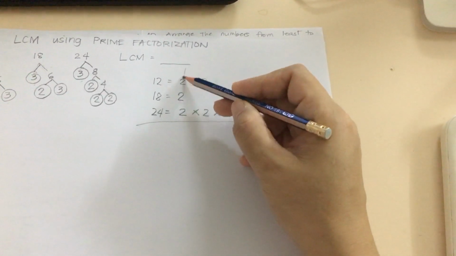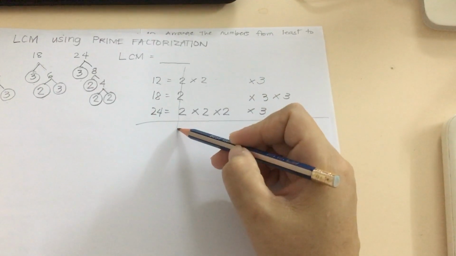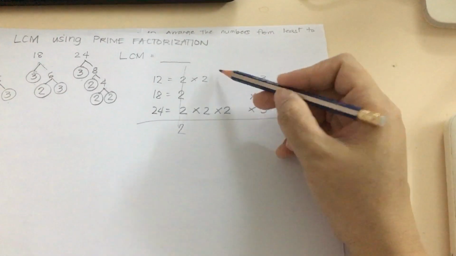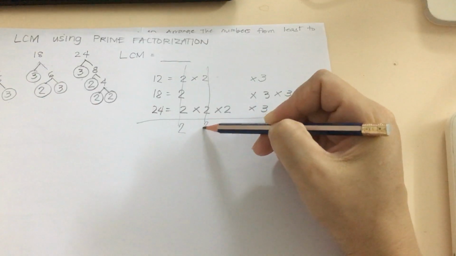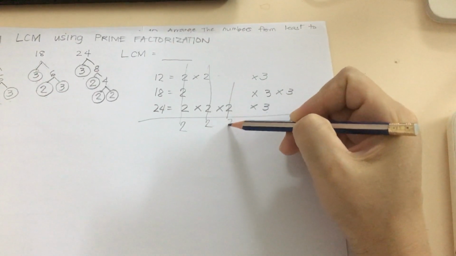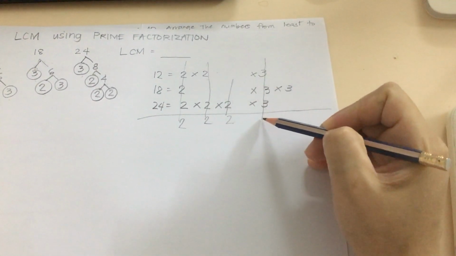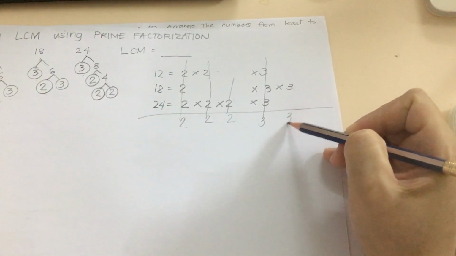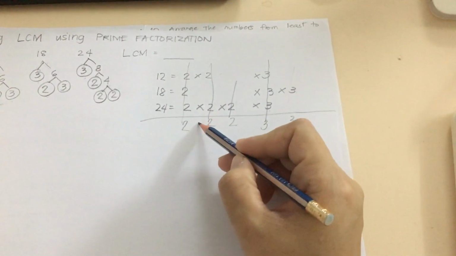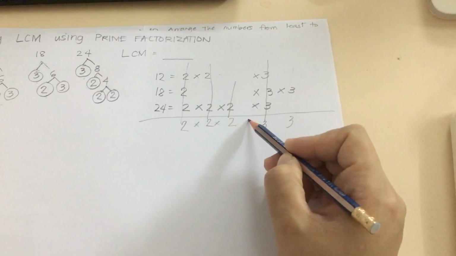Okay, so let's start with this. The first line of 2, and then the next is another 2, and then the next another 2, and then the 3's, and then the other 3. So here you're going to multiply all these factors.